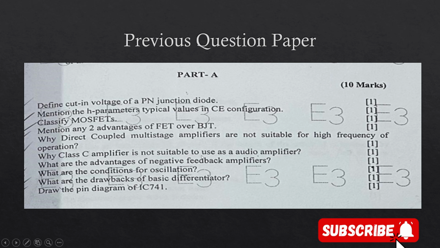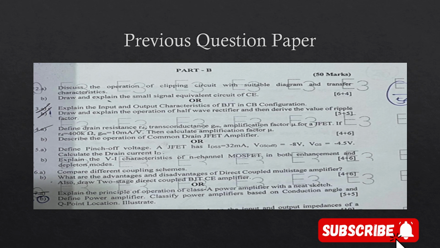Why is a class C amplifier not suitable to use as an audio amplifier? You can just give an example. Or, what are the conditions of oscillation? These are just direct questions, and the chance of scoring in this is really high.